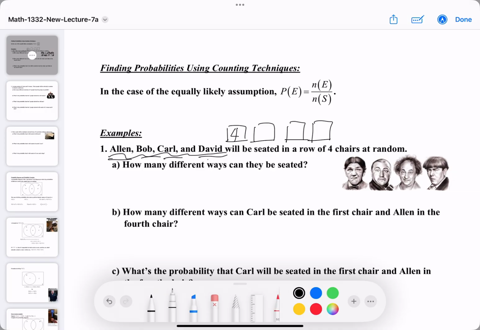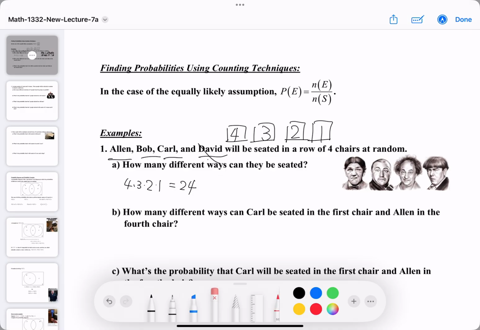After selecting one person, I have 3 left, so for the second chair I have 3 options. After selecting another person, I have 2 people left, so I have 2 options. For the last position, I have only 1 person left, so I just say 1. Multiply them together: 4 times 3 times 2 times 1 equals 24. So there are 24 different ways they can be seated.